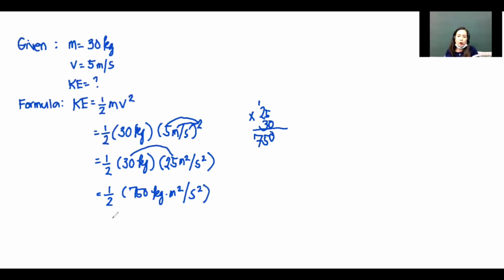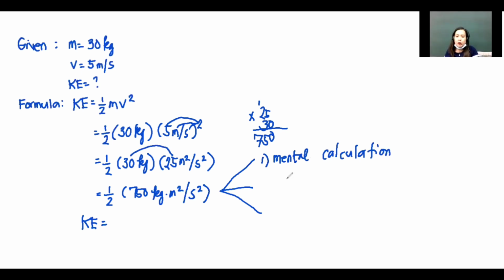Now, for the final answer, there is still 1/2 here. Actually, you can do that in 3 ways. First, you can do that through mental calculation. You can ask yourself, what is the 1/2 of 750? What is half of 750? So those who are a bit bright in math can do the mental calculation.